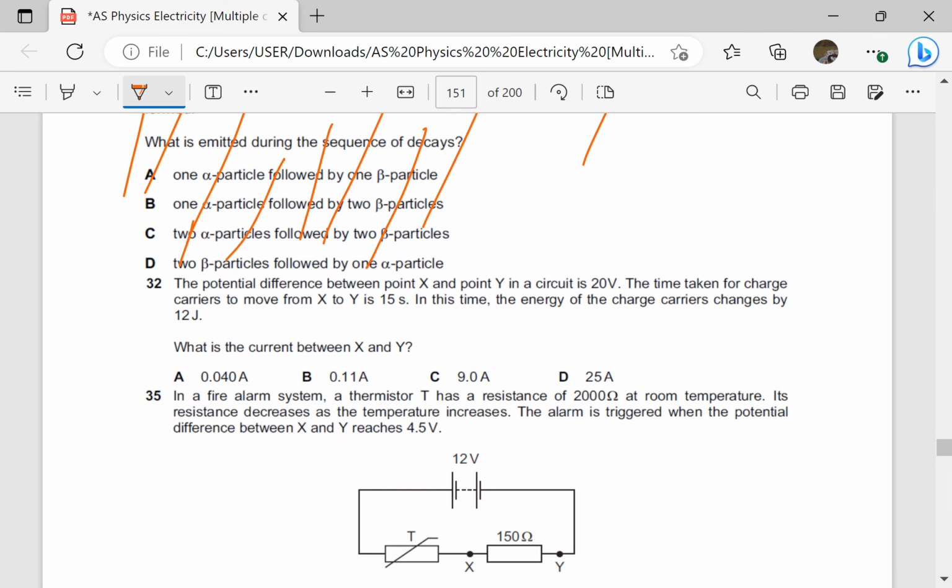The potential difference between points X and point Y in a circuit is 20 volts.